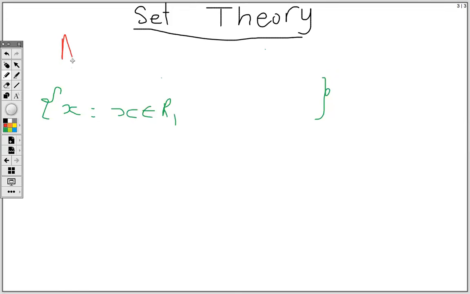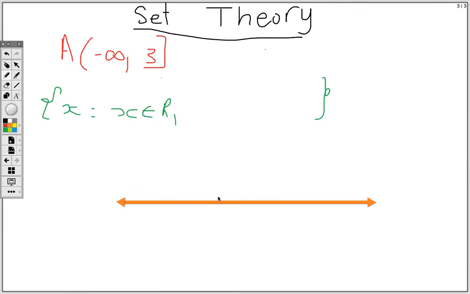So say, for example, we have A to be -infinity to 3. First, I'm going to represent this on a number line. So we have the number 3, and we're using negative infinity. Now, at 3, it's closed. I'll have a shaded circle above 3. We're moving towards negative infinity, so I'll be moving towards the negative side.